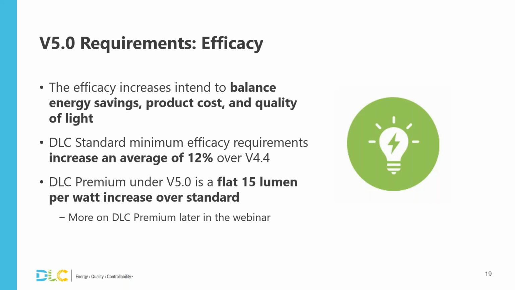To meet DLC premium, products must have an efficacy of 15 lumens per watt higher over standard. So this is a flat increase, and this is a bit of a change over version 4.4. So we hope this is more simple. To qualify for premium, you just have to add 15 onto the standard requirement. Again, much more on premium a bit later.